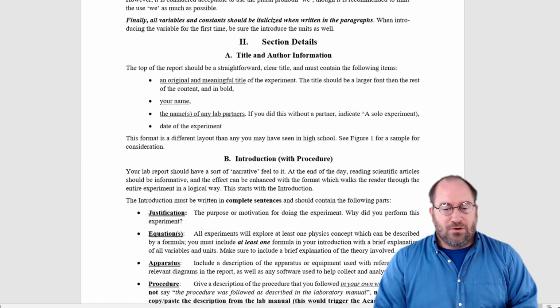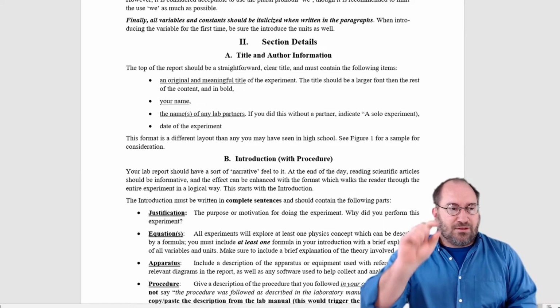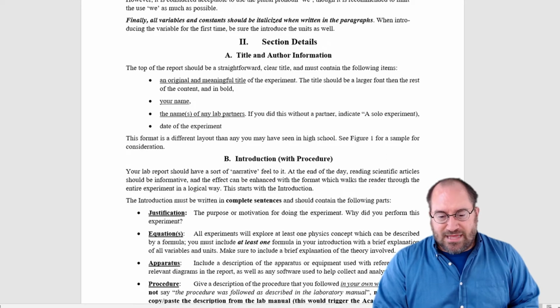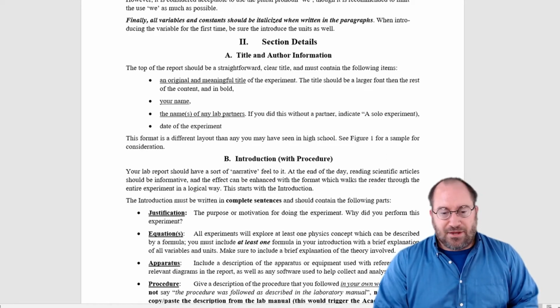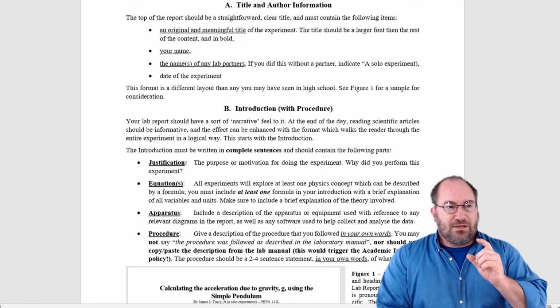An important note: all variables and constants should be italicized when written in paragraphs. So just click on the little I once you highlight that term and make sure it's italics. That is a potential point loser, which we'll go over in the next video. I'm not going to go through each of these point by point, but it is important that you understand about the title.